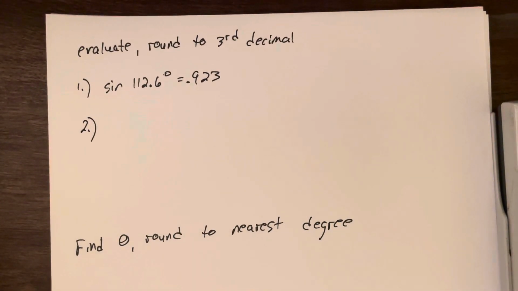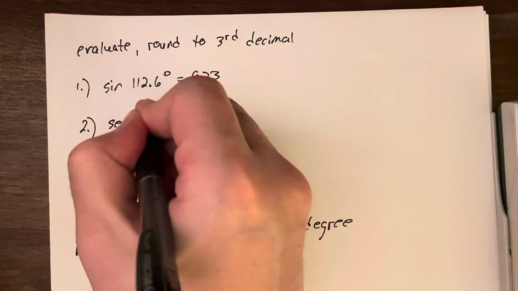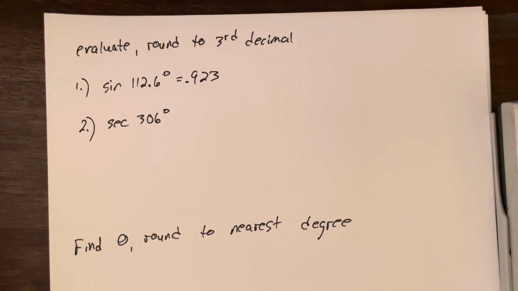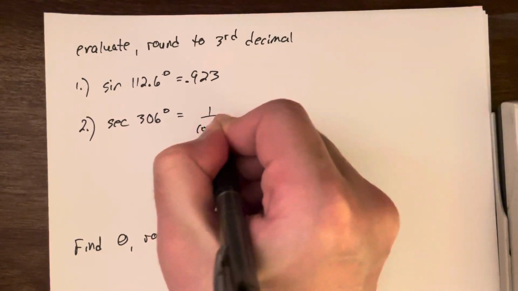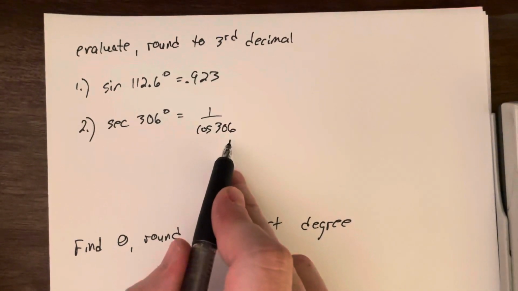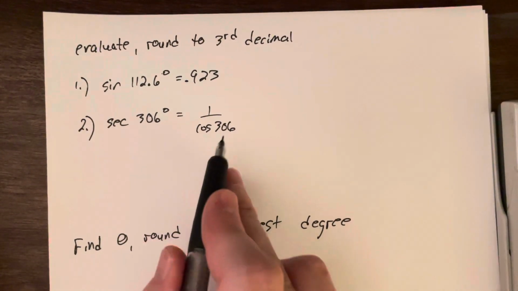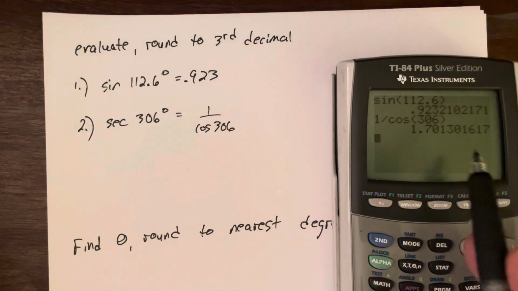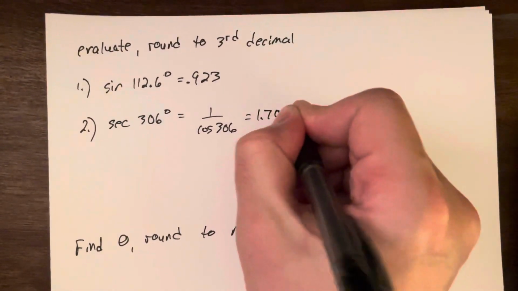Well, that's fine and dandy if we're dealing with sine, cosine, or tangent. But what if we are asked for secant of 306 degrees? It doesn't matter which calculator, they're both already in degree mode. I just have to still remember the fact that secant is 1 over cosine. There is no secant, cosecant, or cotangent button. You're always going to have to do that for yourself, and that's all there is to it. 1 divided by cosine 306, enter. Again, looking here to round, I would get 1.701.